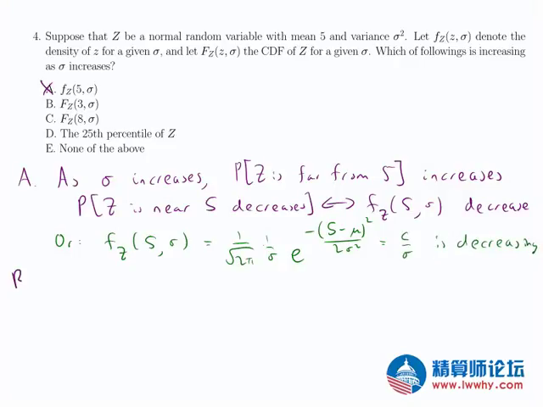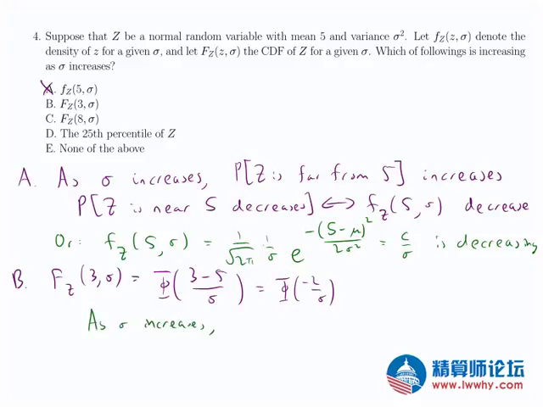What about our other answer choices? Well, first of all, for B, what is my CDF at 3 as a function of sigma? Well, that's just the probability of being less than or equal to 3. So that's just going to be phi of 3, the value where we're evaluating it, minus our mean of 5, divided by the standard deviation of sigma. In other words, this is phi of negative 2 over sigma. What happens as sigma increases? As sigma increases, negative 2 divided by sigma is going to go to 0. It's a negative number, so this is going to increase to 0.